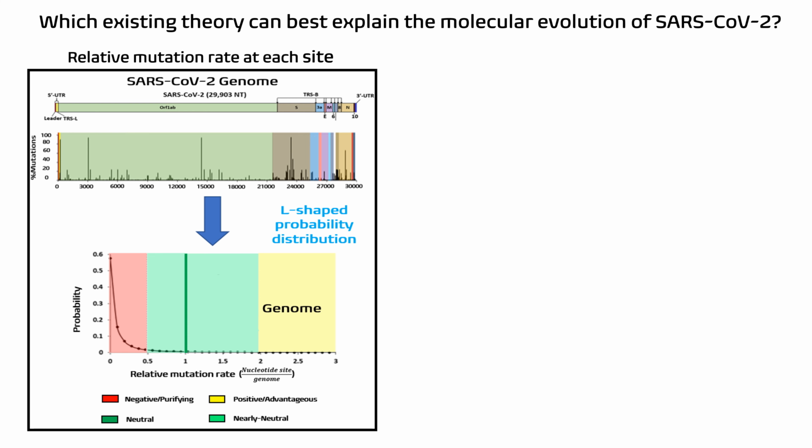They may also exhibit lower mutation rates than the high substitution or mutation rates, which are random and may not affect the virus fitness at all, that being neutral in green or near neutral selection in light green.